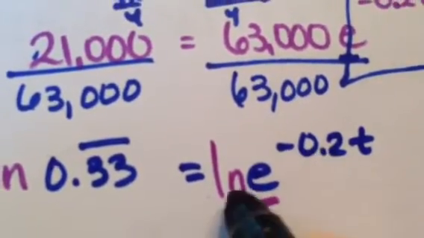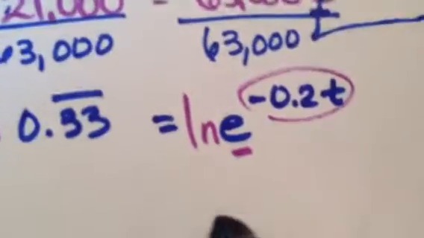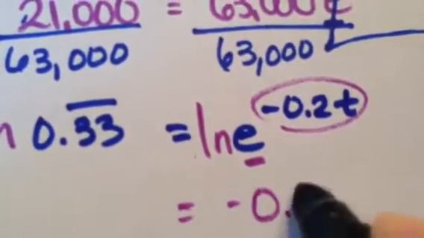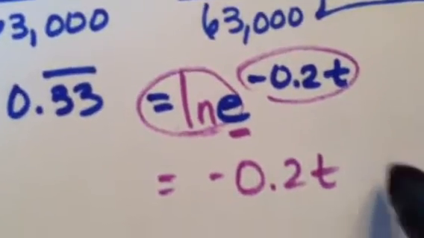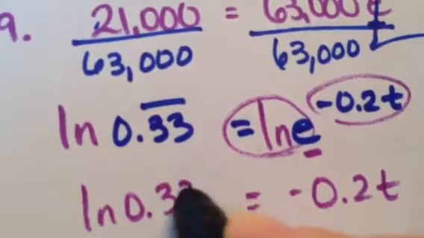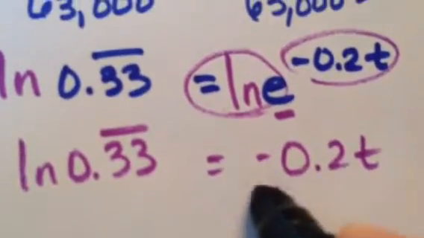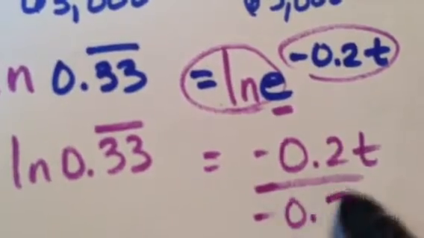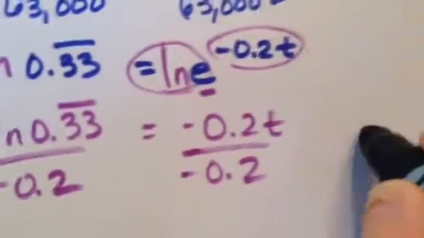Why do I do that? Because once I take the natural log of some number, I can bring this out front. So I have this negative 0.2t. Now I don't even have to worry about the natural log of e, because the natural log of e is 1. So I'm going to hit this in my calculator. It's already sitting there. And notice, to get t by itself, I'm going to divide both sides by negative 0.2.